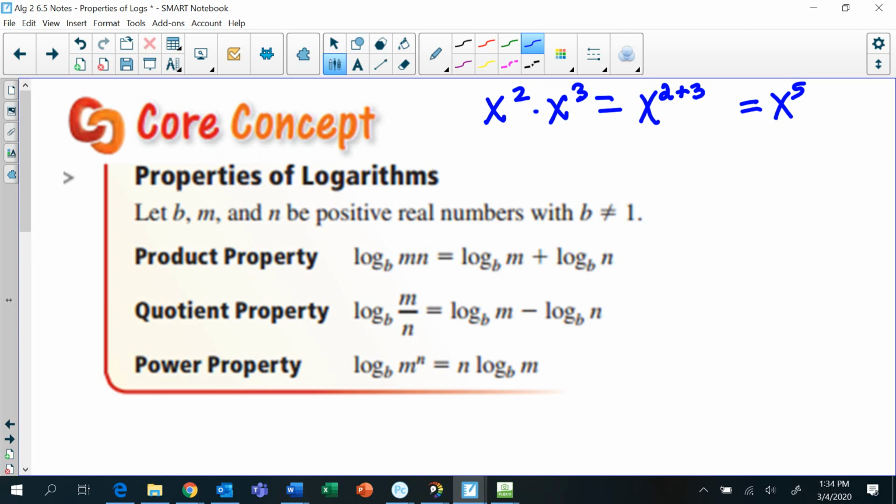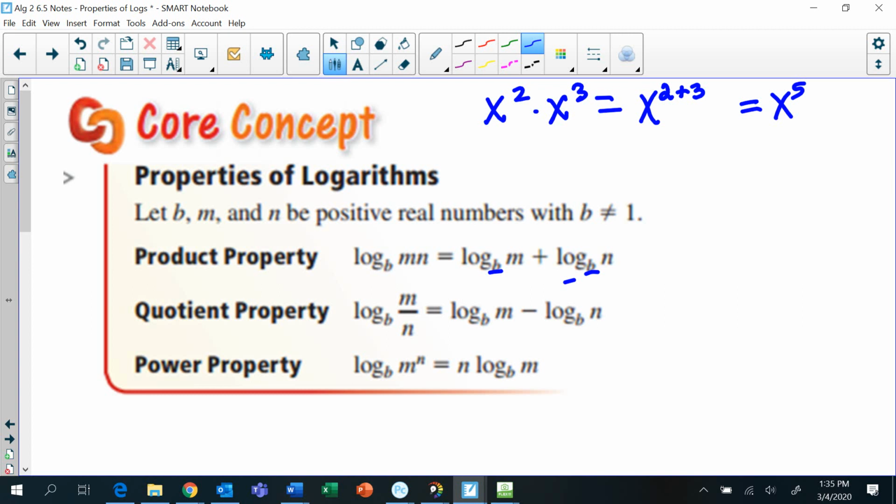I'm going to go backwards. It goes either way, but the product property says if I have a separate logarithm base b of m, and I add together log base b of n, you see if they have the same base? If they have the same base, we can combine that to one logarithm base b, and you just take m and n and multiply that. And it works the other way. However, going the other way, I don't use as often. Going the other way would be, if you have a product, you can separate to more logarithms.